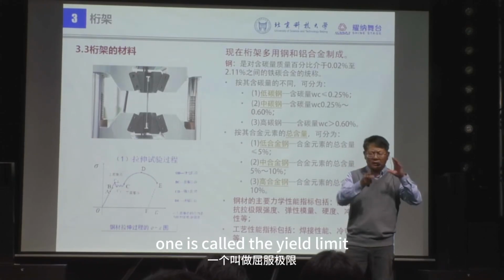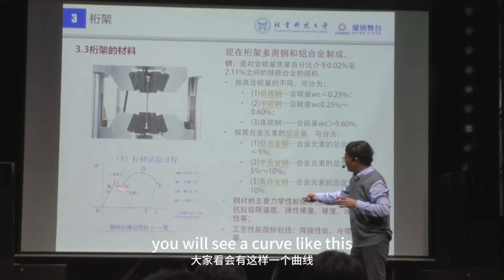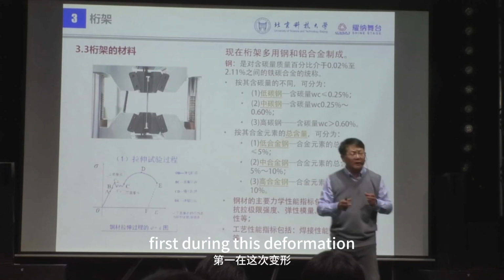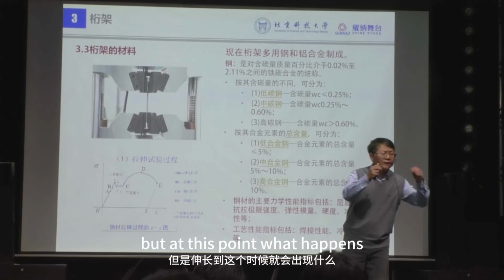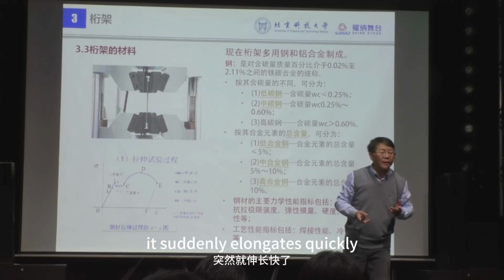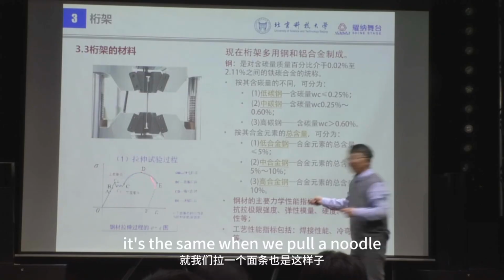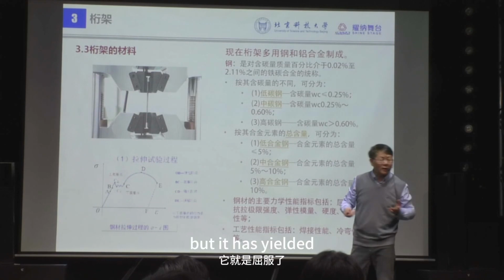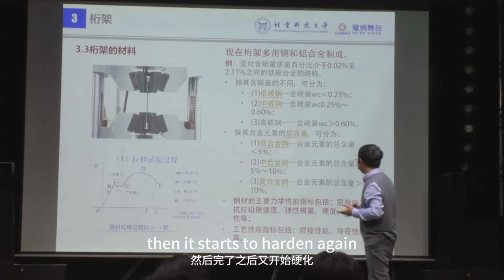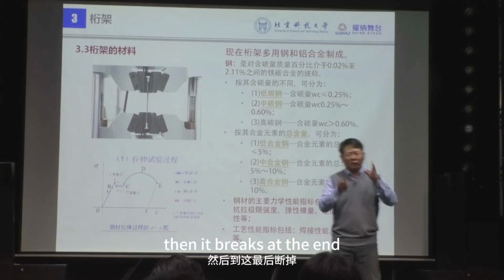One is called the yield limit. We take a steel column and pull it. You will see a curve like this. First, during this deformation, the force increases and it elongates. But at this point, it suddenly elongates quickly. This is called yielding. It's the same when we pull a noodle. Of course, the structure of the noodle is different from this, but it has yielded. Then it starts to harden again. It begins to strengthen. Then it breaks at the end.